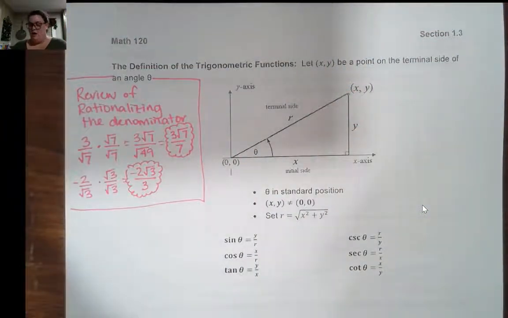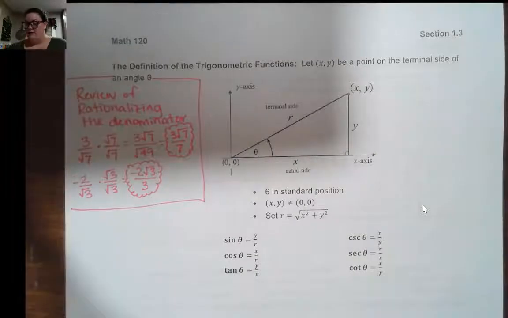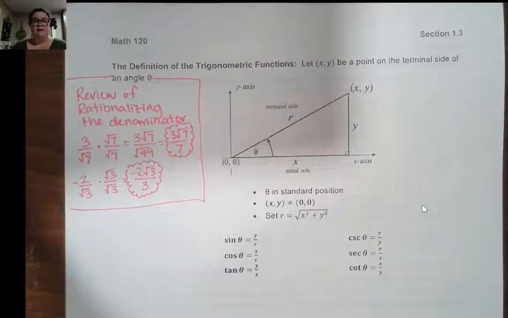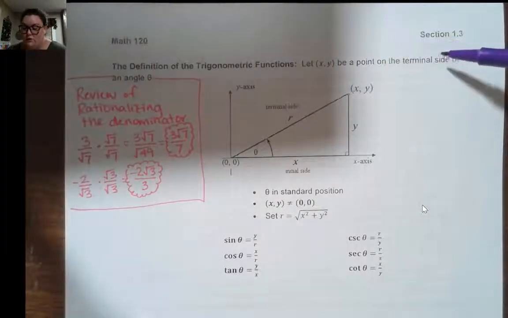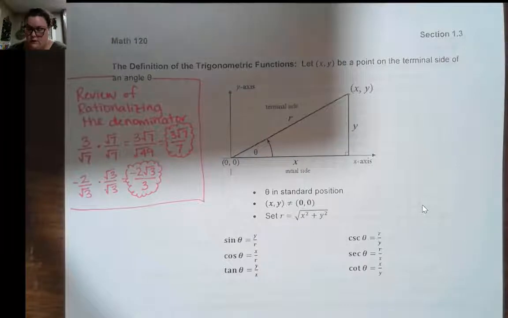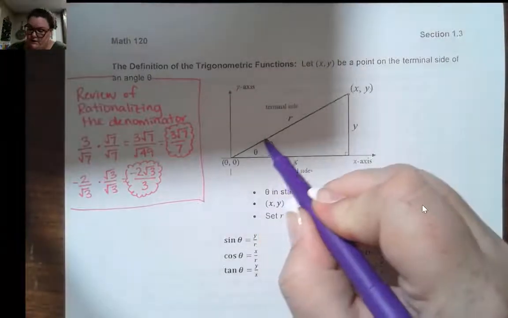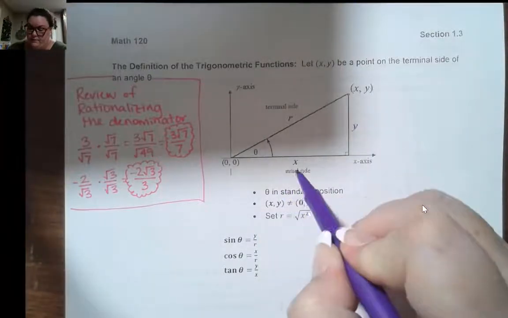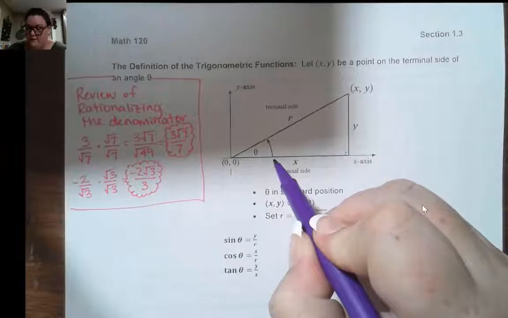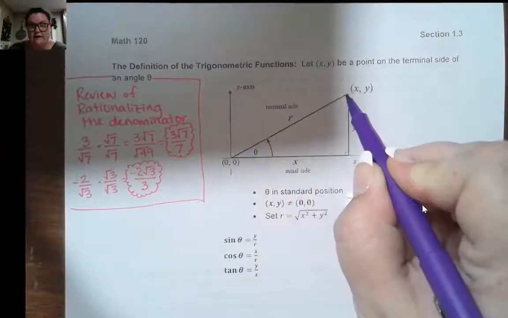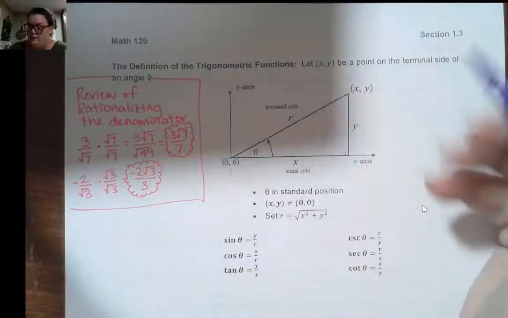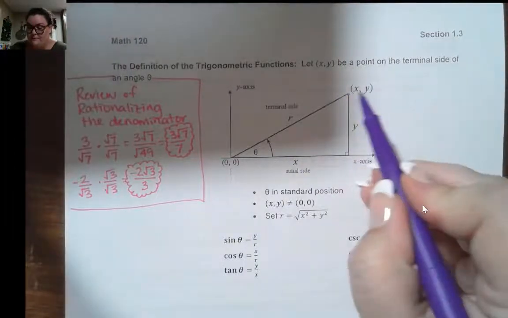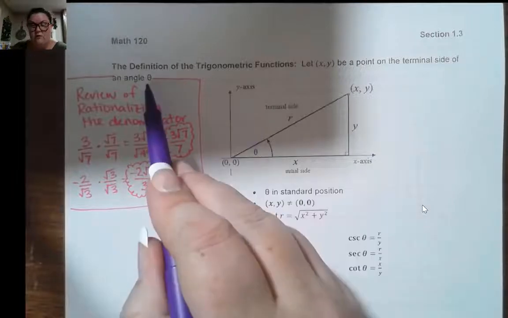All right. So here is how we are going to define our trig functions. They're saying, let (x, y) be a point on the terminal side of an angle. So here's our terminal side, because the angle always starts at the positive x-axis, and then it terminates at this ray, or I guess a line segment, because they didn't draw it. So we have this point (x, y) of this angle theta.